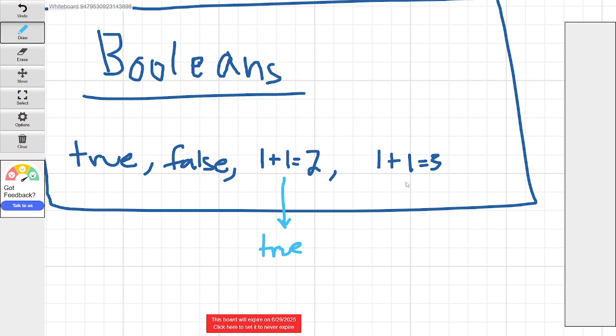This, however, is not true, because 1 plus 1, what is it? It's not 3. I hope you agree. This is false. So this is also a Boolean statement.